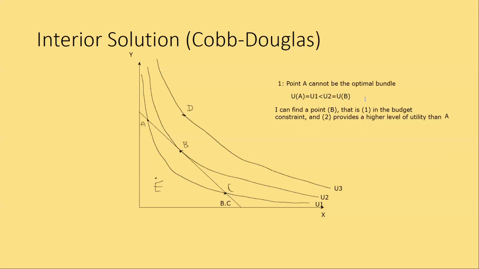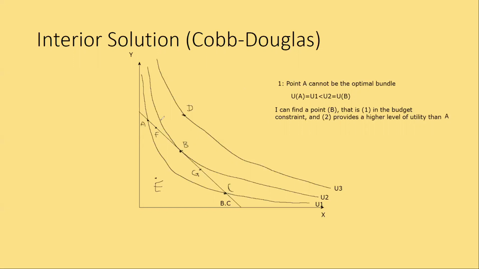I can make this argument for point A, and I can make this argument for another point that's over here, let's say this is point F, or another point over here, let's say this is point G. And for point C as well, right? So for any point that is not point B on this budget line, I can make this argument. By making this argument, none of those points can possibly be our optimal bundle. And probably you can guess by now, the optimal bundle is going to be point B.